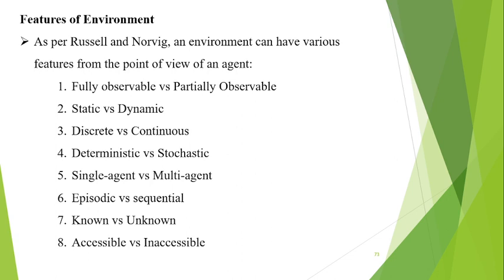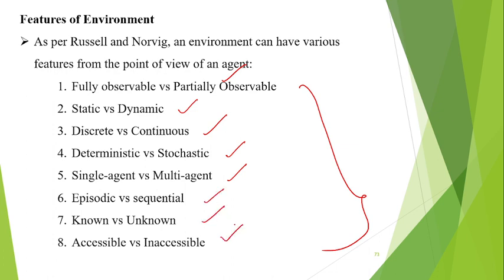Features of an environment: as per Russell and Norvig, an environment can have various features from the point of view of an agent. They are divided into 8 parts. One is fully observable, other one is partially observable, static and dynamic, discrete, continuous, deterministic, stochastic, single agent, multiple agent, episodic, sequential, known, unknown, accessible, inaccessible. We are going to see all of them in detail.